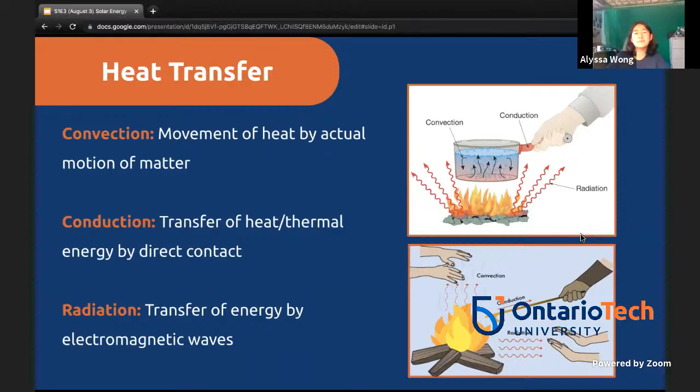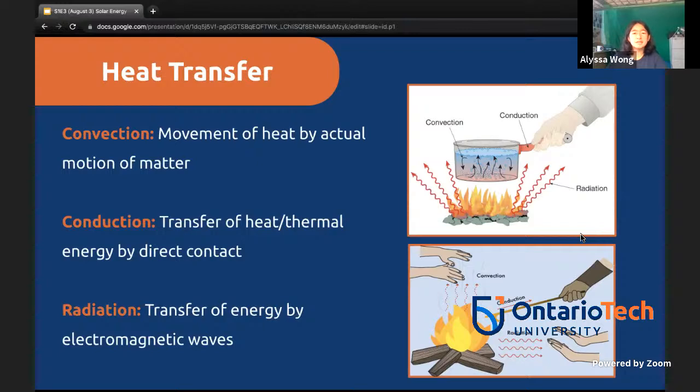So there are three types that we want to talk about. The first one is convection. Convection is the movement of heat by actual motion of matter. If we take our example of the pot with the boiling water, as it's boiling, it's moving the particles around. It's not just standing in one place. So that is convection. As the particles are moving around, they're moving a lot faster. So then that creates the boiling sensation.